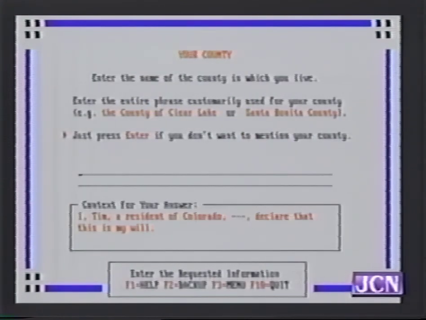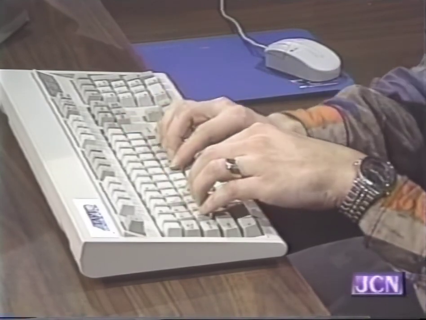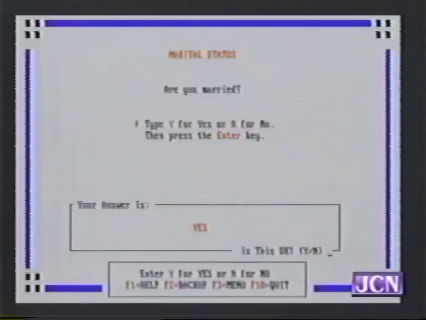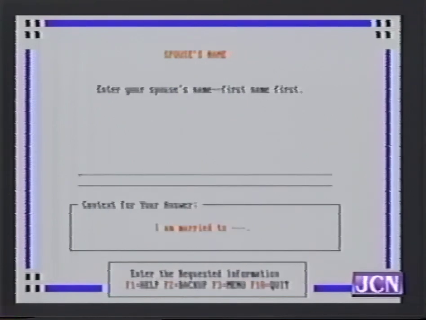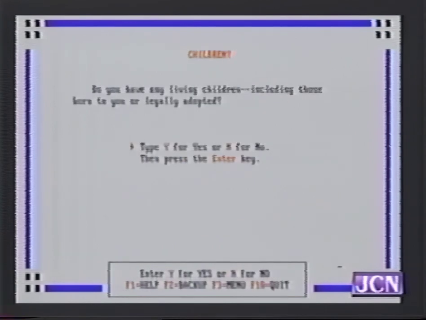Enter the name of the county in which you live. Well, we don't care about the county, so we'll just omit that from the record. Are you married? Yes. Is that okay? Well, it depends on who you talk to. Is this okay? Yes. Enter your spouse's first name. Well, we just go by our little pet name called the wife. I'm married to the wife. Is this okay? Well, I'm not answering that question. This goes on TV.